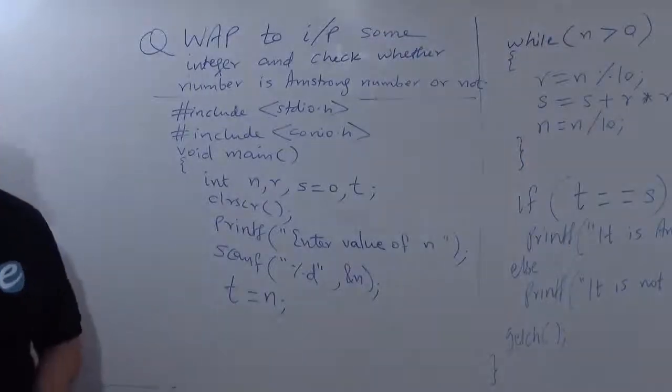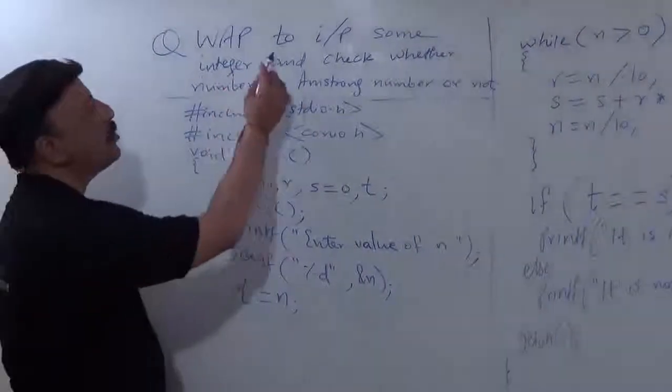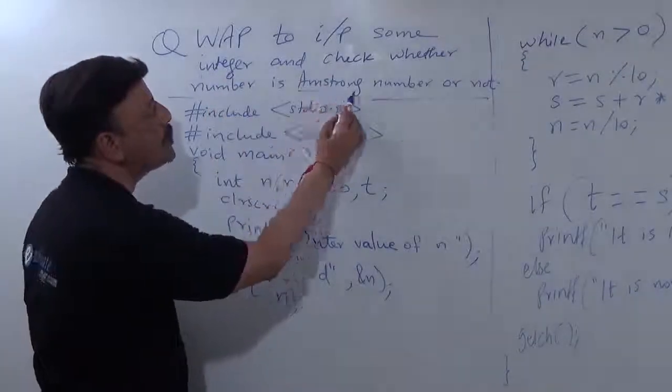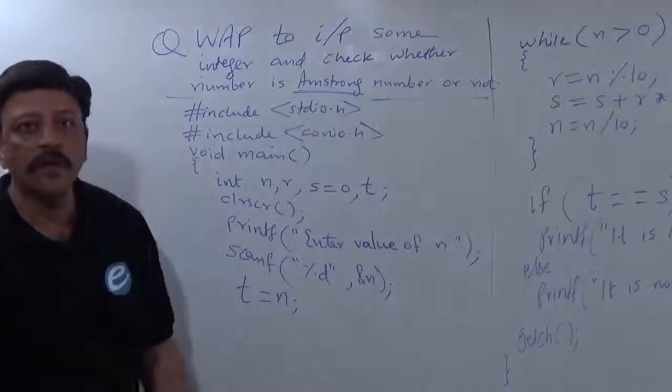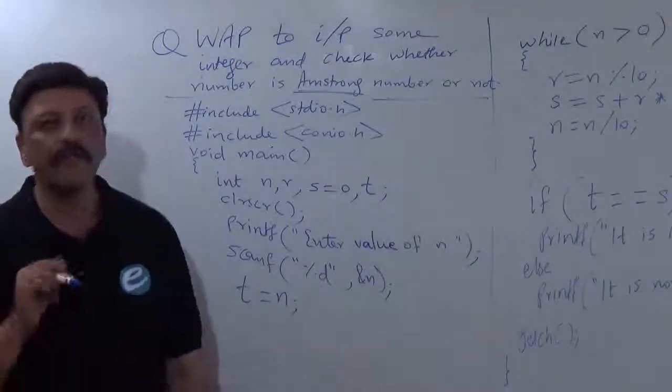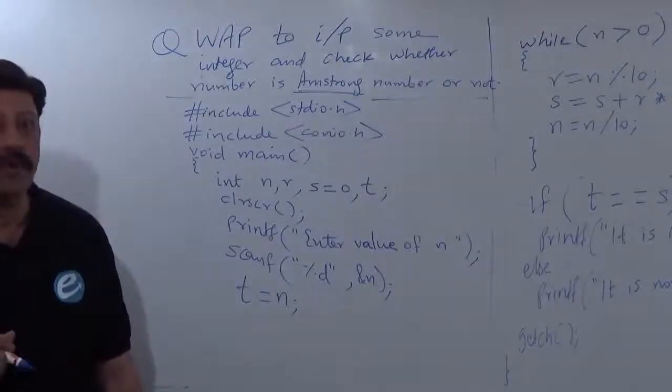Hello friends, let's see an example. Write a program to input some integer and check whether the number is Armstrong number or not. First of all, you have to input some number and the program should print whether it is Armstrong or not. What do you mean by Armstrong number?